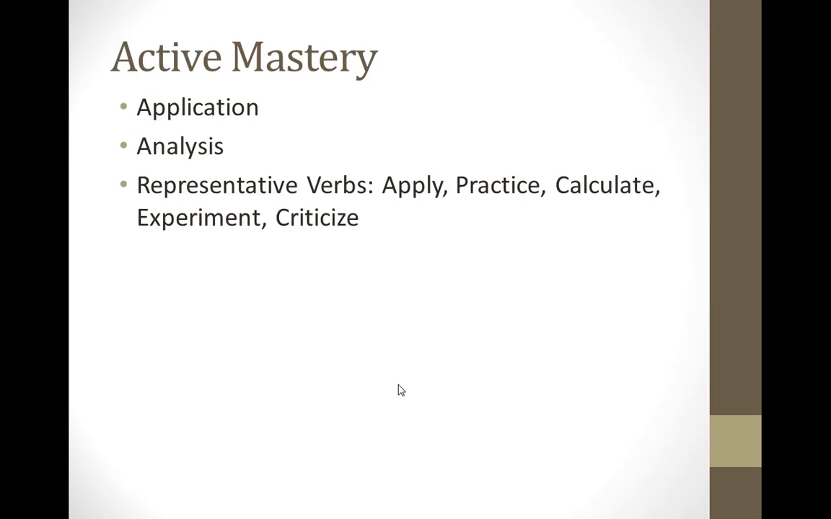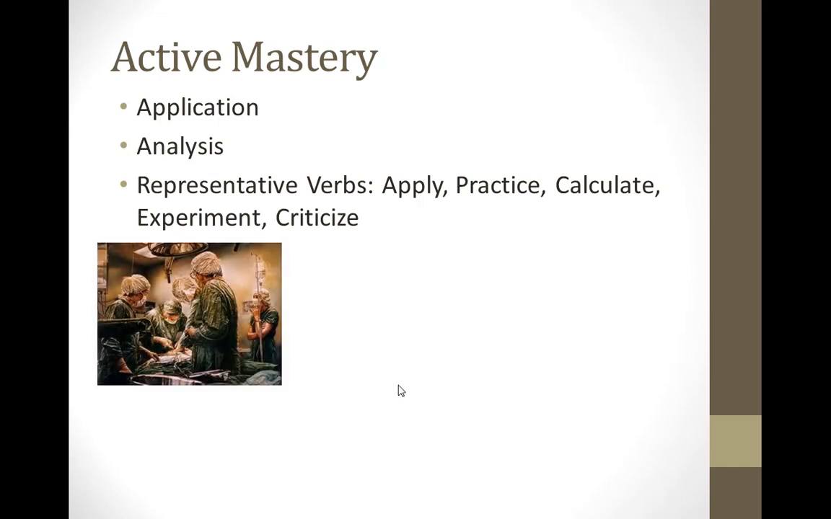Active mastery has those 2 categories, application and analysis, that Bloom talked about. Some of the representative verbs here are apply, practice, calculate, experiment, criticize. These are the kinds of skills that somebody like a physician needs, a surgeon. You're going to open someone up and you're going to use your content knowledge in order to reorder the parts, fix the parts, close them back up, and bring them back to life.